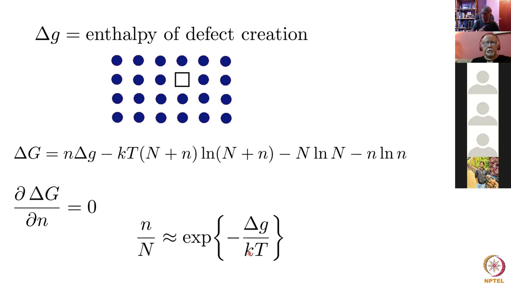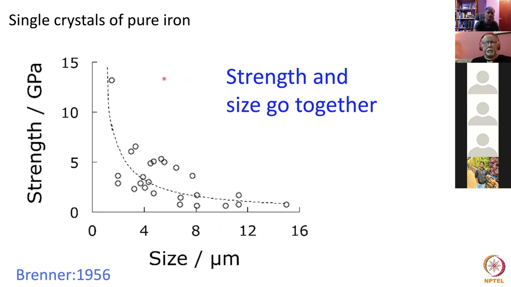And this, of course, is the reason why you get diffusion in the solid state, right? Because it's the jumping of atoms into these vacancies which gives us the transport of atoms. But much more importantly, if you look at some work done back in 1956 on the strength of single crystals of iron, then you can see that we can achieve strengths of the order of 15 gigapascals, right? By looking at single crystals of absolutely pure iron.